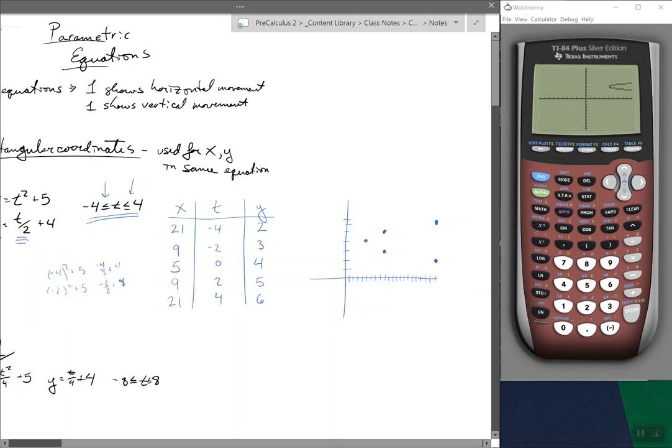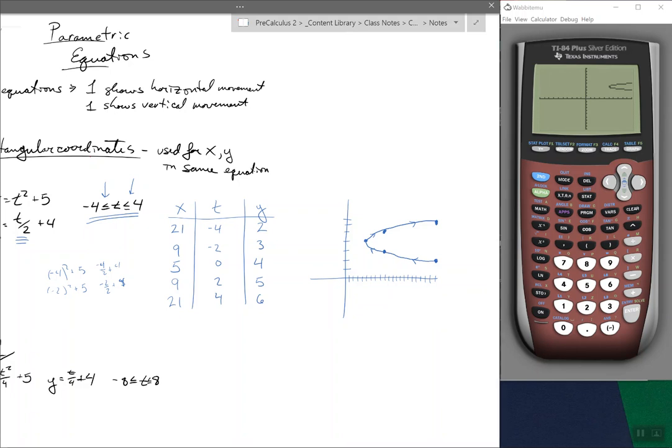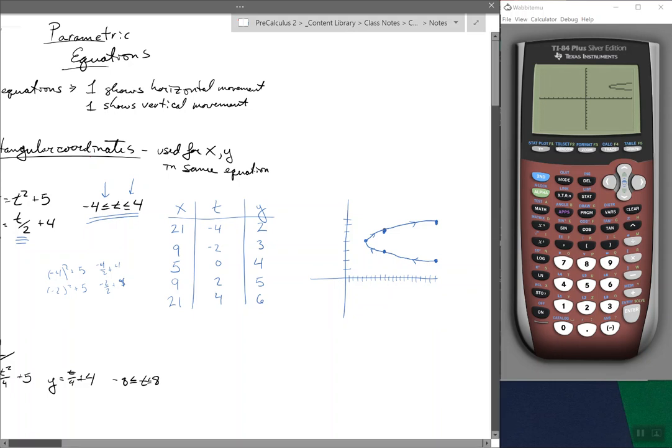Now if you just look at it, you couldn't tell if I went one way or the other. So how do we indicate that I did make that movement, that sort of clockwise movement? Well, what we do is we add arrows onto the graph in between the points. So those arrows indicate the direction of movement. They indicate that we started at 21, 2, then went to 9, 3, and then 5, 4, and so forth. So that's how we indicate the parametric. So it's a lot of little details to get that graph.